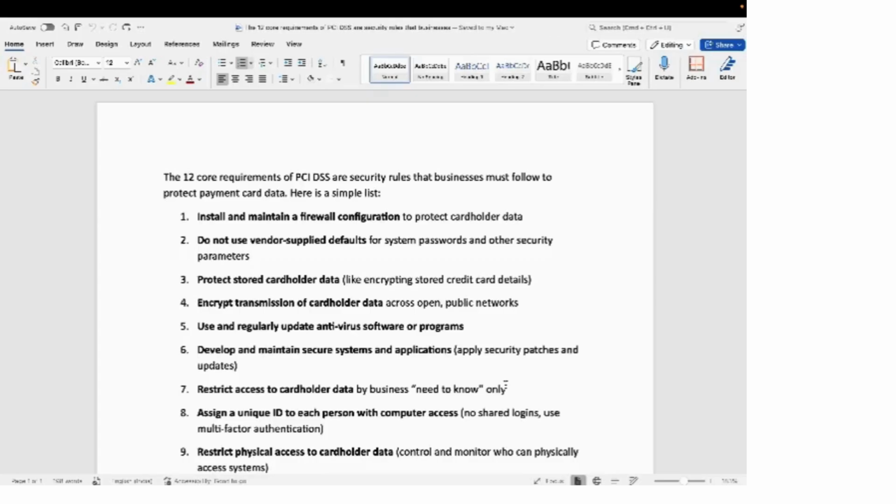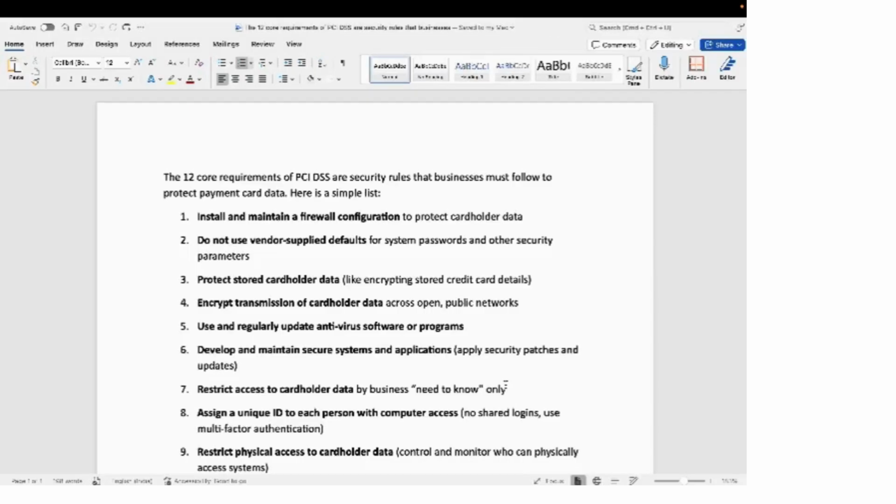Sixth, develop and maintain secure systems and applications. Apply security patches and updates. Your system should be secure. All security patches should be there. Applications should be verified.